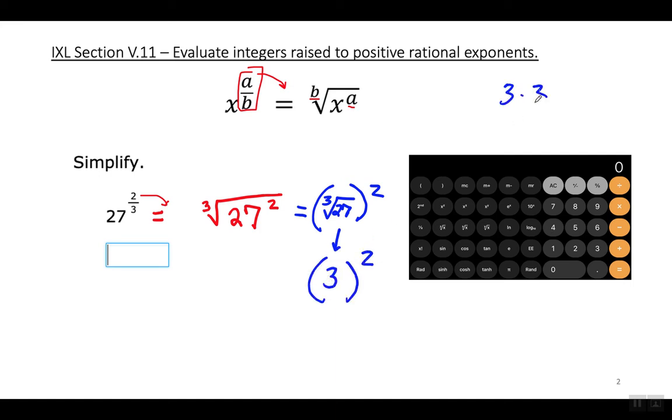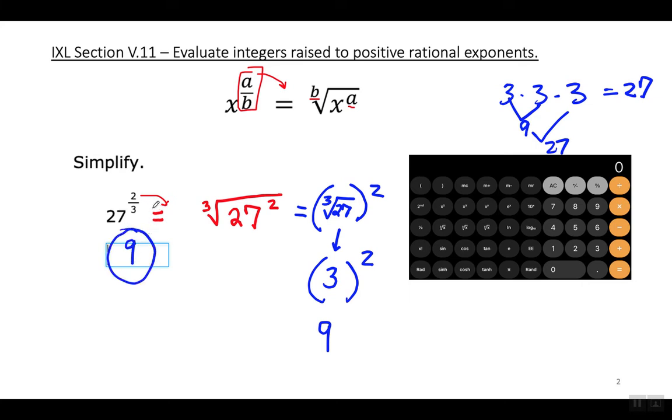Because 3 times 3 times 3 equals 27. 3 times 3 is 9, and 9 times 3 is 27. All right, so when I do it this way, this part I could do in my mind. The cube root of 27 is 3, and now I do this part, 3 to the second power, and that's my answer. My answer is 9.